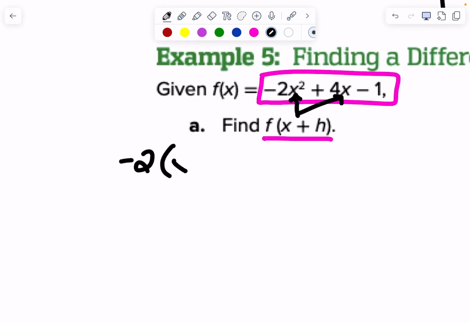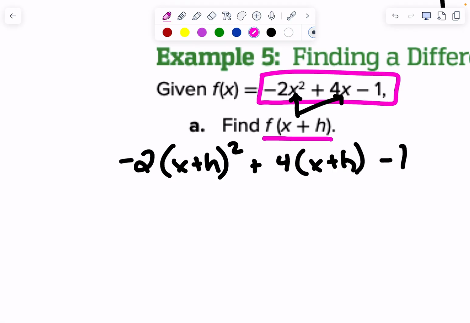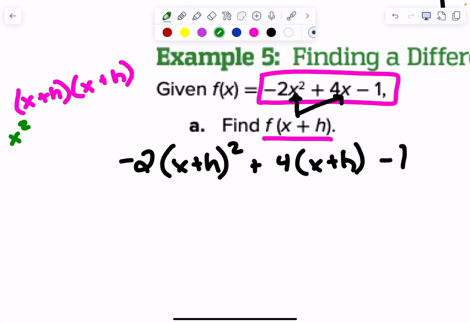Negative 2, parentheses, x plus h squared plus 4 times x plus h minus 1. And now we got to simplify. So we got 3 pieces, right? We got this piece. So we got to square the x plus h. I'm going to do a little side work right here. x plus h times x plus h, I got x squared plus xh plus another xh plus h squared. In other words, that's x squared plus 2xh plus h squared.